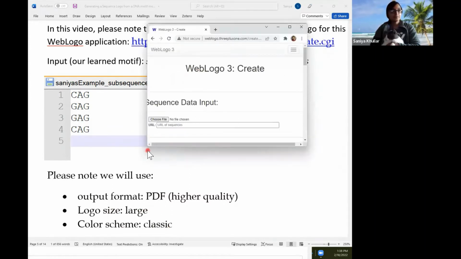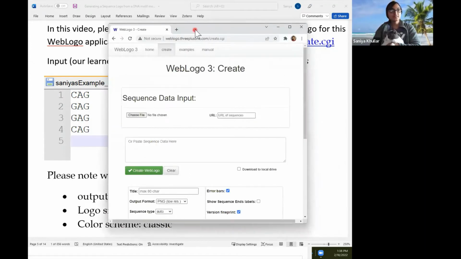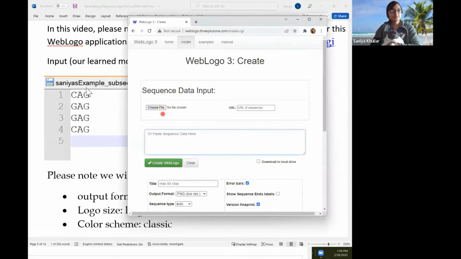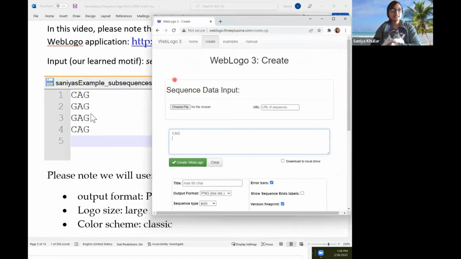We can also upload a file. Since this is a relatively small sequence set, I'm just going to put in the 3 base motif and these 4 occurrences. So basically, I'm putting in these subsequences as input. This is our input to the sequence logo for the motif GAG, because this is what we have learned from our model. So we input these 4 occurrences.